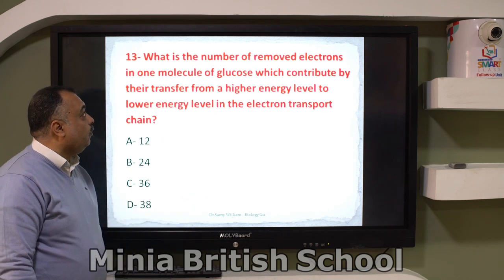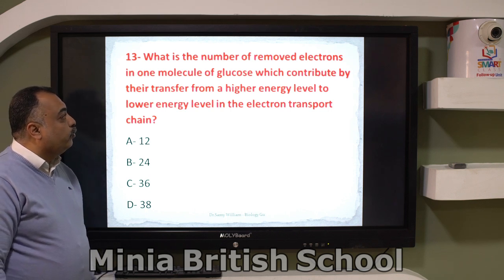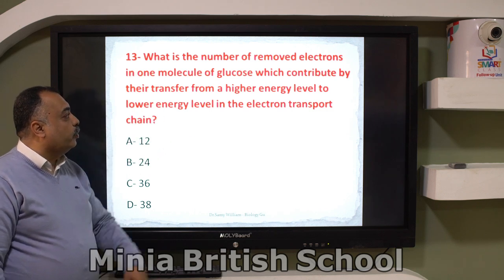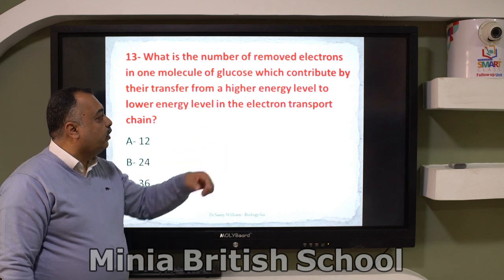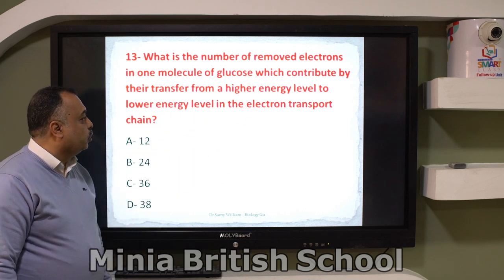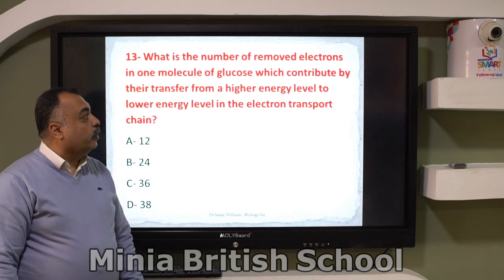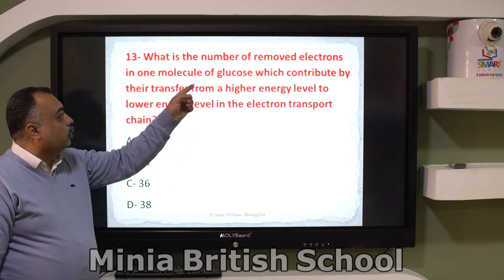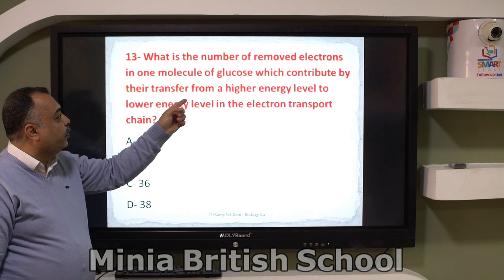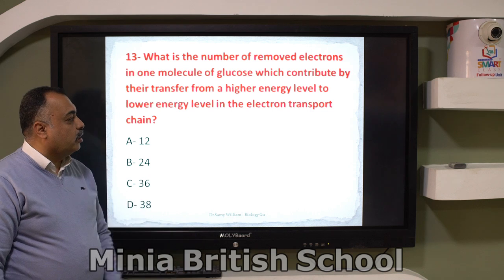13. What is the number of removed electrons in one molecule of glucose which contribute by their transfer from a higher energy level to a lower energy level in the electron transport chain?